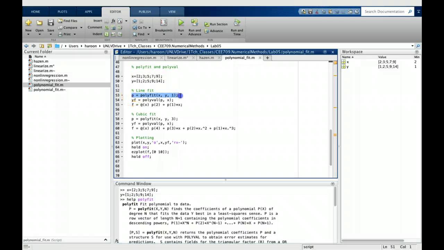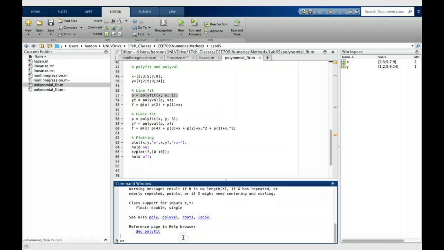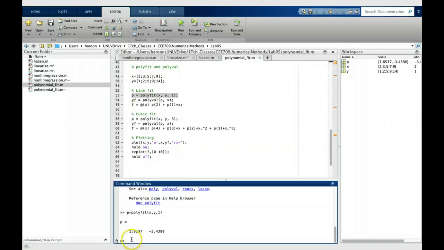So for example, if I want to apply this linear fit, polyfit x, y, and then first order polynomial, you will see that I get two values. Now when I did the pseudo inverse, this was a and this was b, but when we apply polyfit, this is a and this is b.